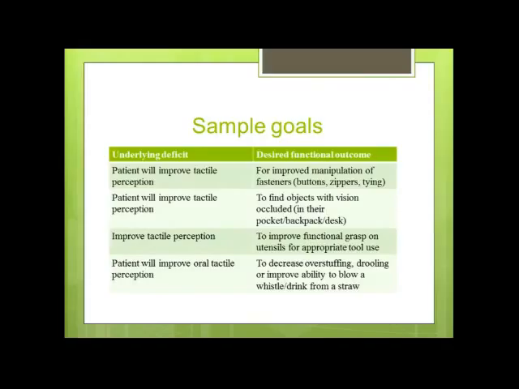So, looking at what is the underlying deficit and then the desired functional outcome. Here you can see I've put together a few different examples. The patient will improve tactile perception for improved manipulation of fasteners; improve tactile perception to find objects with vision occluded; functional grasp on utensils; improve oral tactile perception to decrease overstuffing, drooling, and to be able to blow a whistle, drink from a straw, things like that.